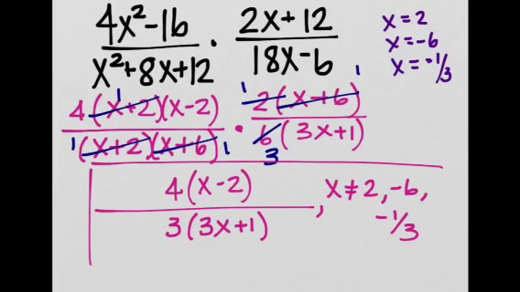So there you have the final answer for this when I multiply 4x squared minus 16 over x squared plus 8x plus 12 times 2x plus 12 over 18x minus 6. I get the simplified expression 4 times x minus 2 over 3 times 3x plus 1, making sure to note that x cannot equal 2, negative 6, and negative 1/3. So that is basically an overview of how you multiply rational expressions.